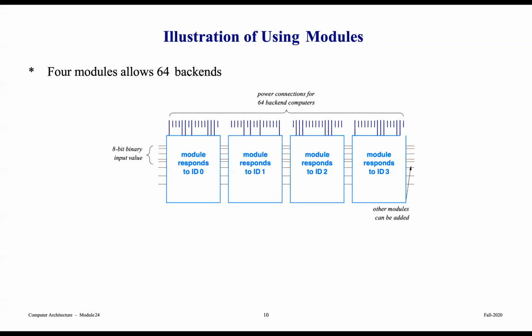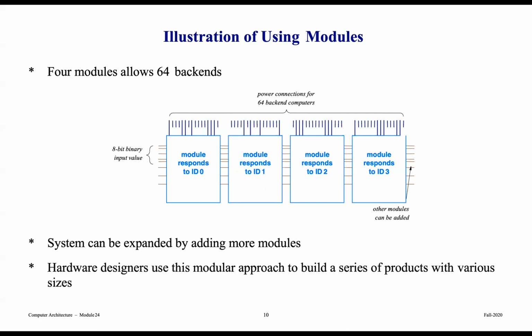So here's an illustration of what that could look like. Say we have 4 modules that allow 64 back ends, and here we would have these 4 ID modules. First you'd have to locate this first part of the address, and then you can get more specific to the next level, going to a particular device. In each of these, this is something that can be extensible. And so hardware designers use this modular approach to build a series of products with various sizes.